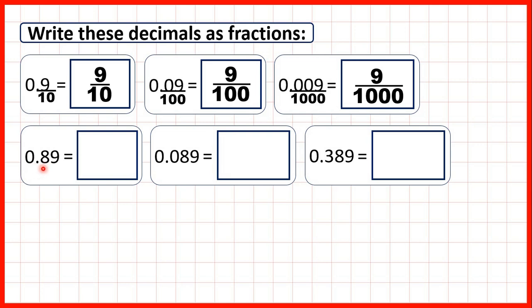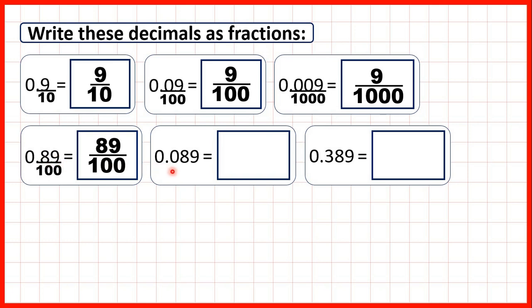Now we have 0.89. So there are two digits after the decimal point, and the second digit after the decimal point is the hundredths digit. So what we can do is draw a line across from the decimal point and write a denominator of 100. So that's 89 hundredths. Notice the answer is not 9 hundredths. That would be 0.09, but we have 0.89, and 8/10 is equivalent to 80 hundredths, so that gives us 89 hundredths, taking both digits together.